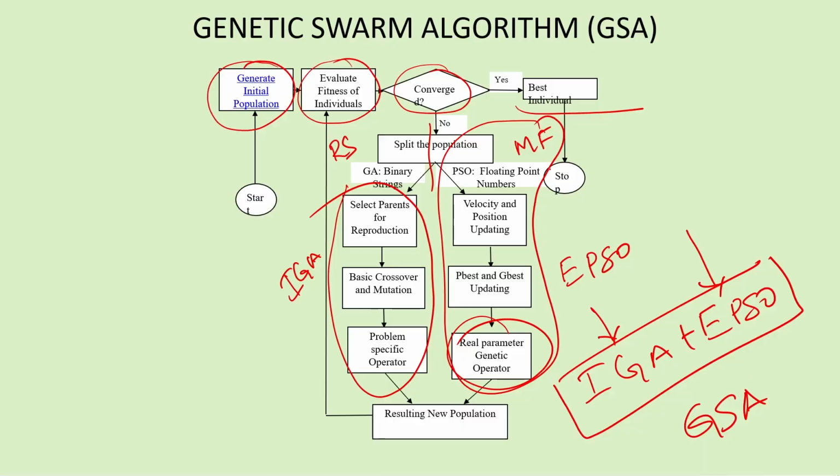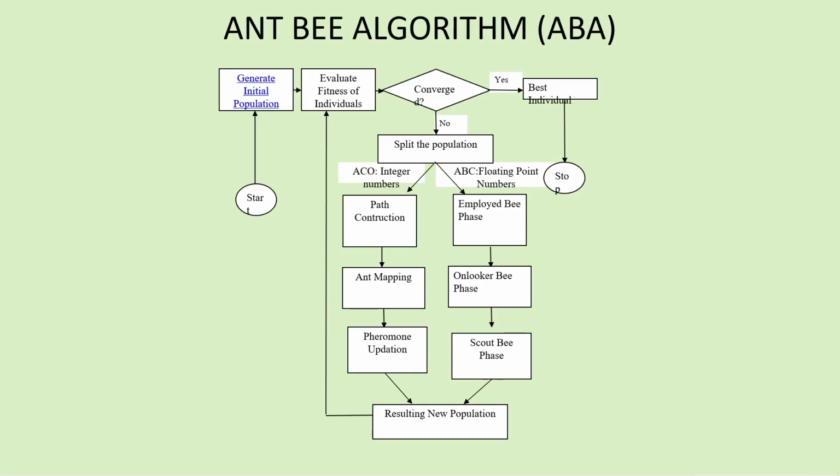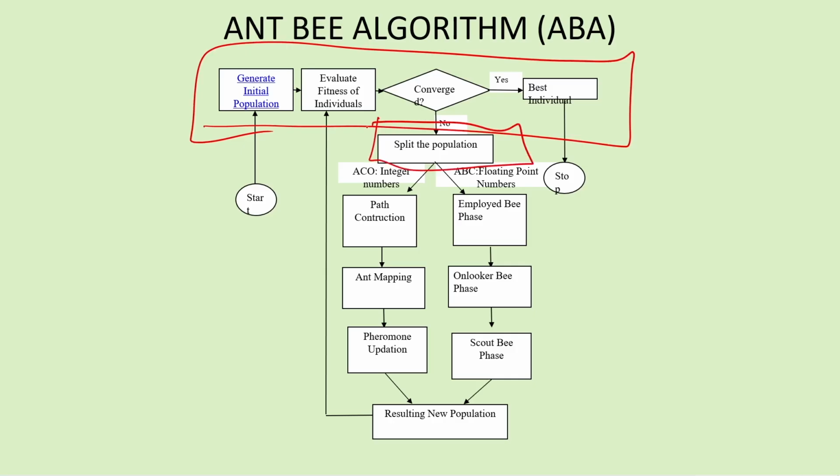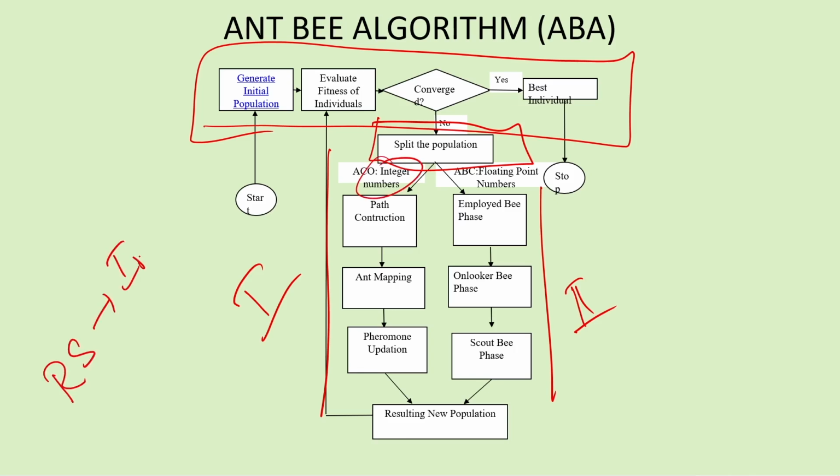Again, if you look here, this floating point works well, but what about this binary string? It may fall into a problem called the Hamming cliff problem. So, in order to improve the performance, the algorithm introduced again is the ANT-B algorithm. The same procedure of splitting the population: on one side you are using ant colony optimization, and on the other side you are using the artificial bee colony algorithm. ACO is used because the rule set is represented as integer numbers.